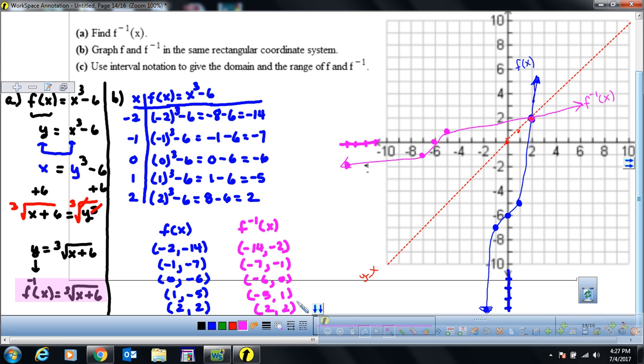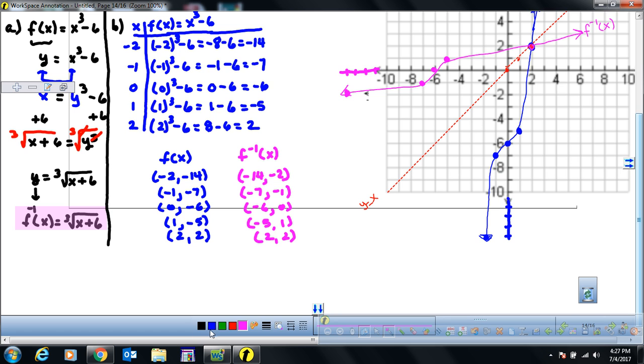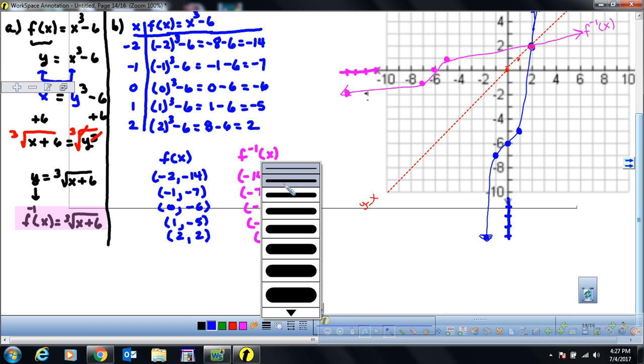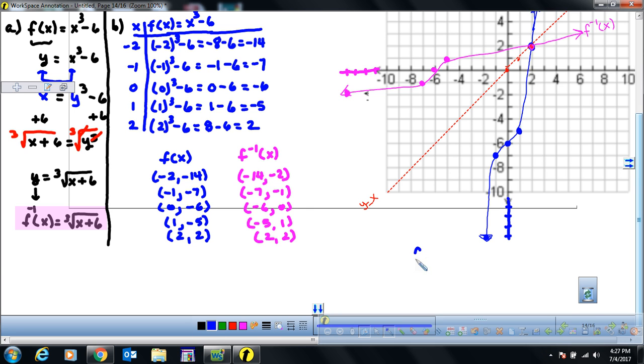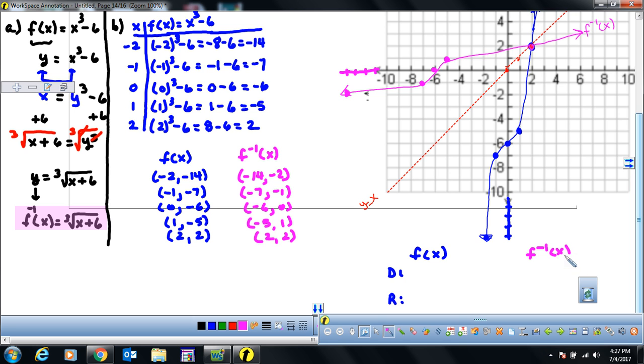How do we finalize this? Now what we need to do is find the domain and range of both of them. So I'm going to do f of x right here. We're going to find the domain and we're going to find the range. And then we're going to do the inverse right here. We're going to find the domain and we're going to find the range.